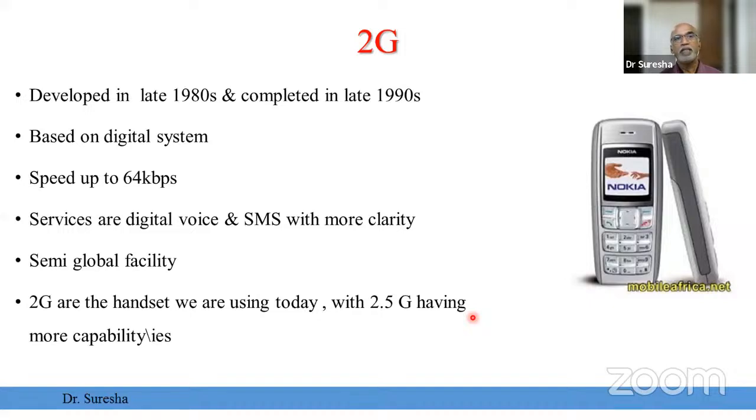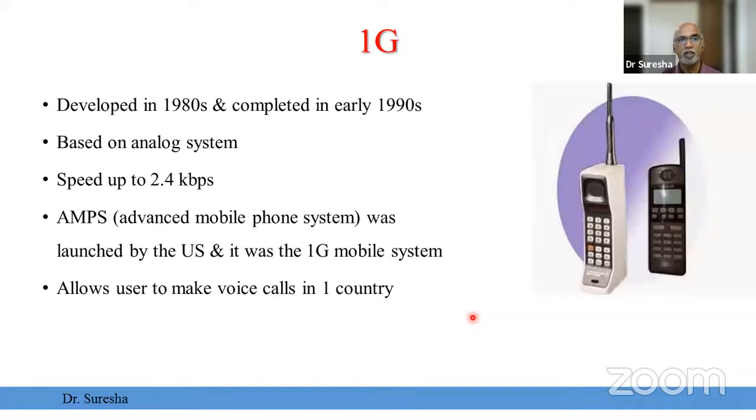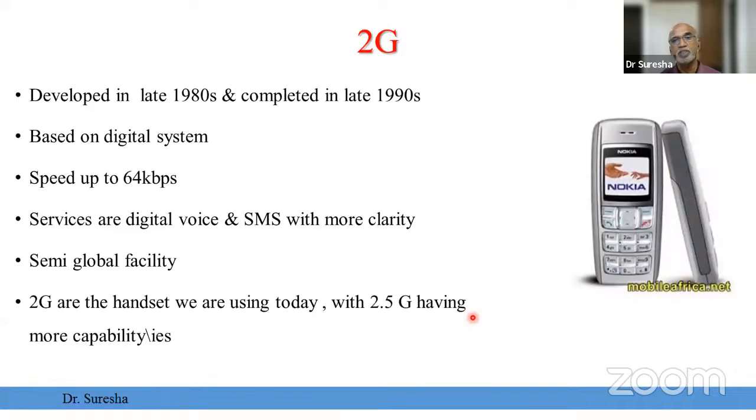So 2G was developed in the late 1980s and completed in the 1990s, based on a digital system, with speed up to 64 kbps. You can see the difference here. It's 2.4 kbps, and it directly comes to 64 kbps. Services are digital voice and SMS with more clarity, semi-global facility. 2G are the handsets we are using today. The 2.5G has more flexibilities.